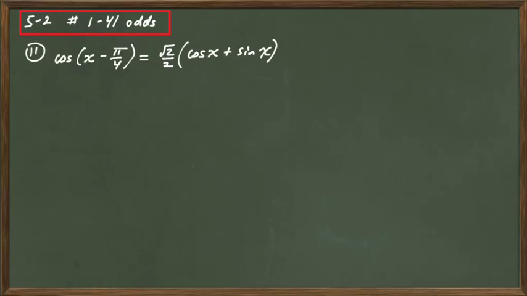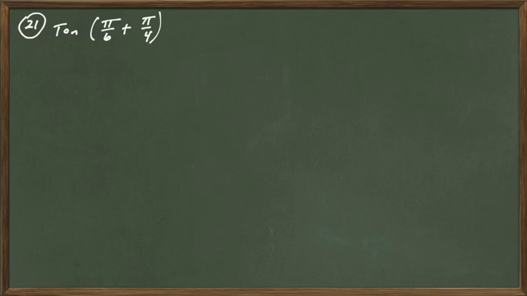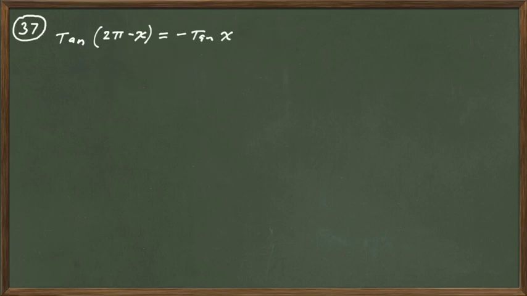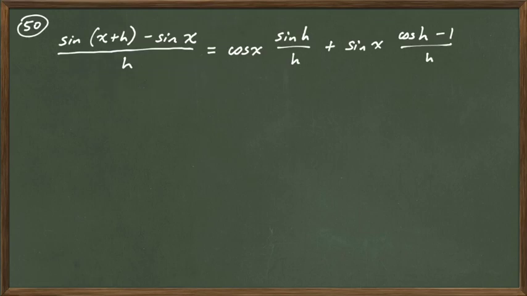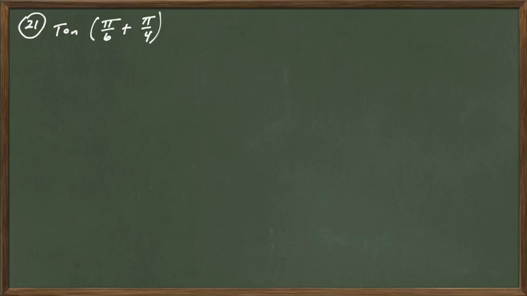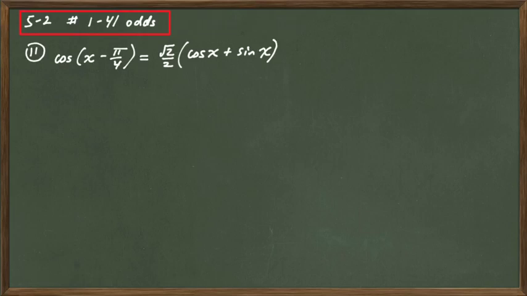Okay, I'm going to review some homework questions from the pre-calculus section 5.2. The assignment is 1 to 41 odds. Some of the questions asked were 11, 12, 21, 29, 31, 37, 41, 45, and 50. So we're going to go through some of these.